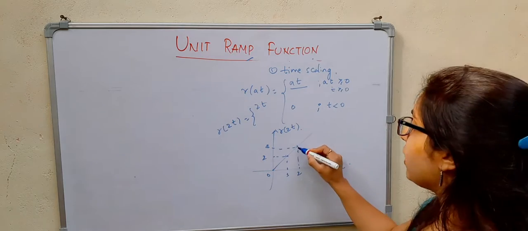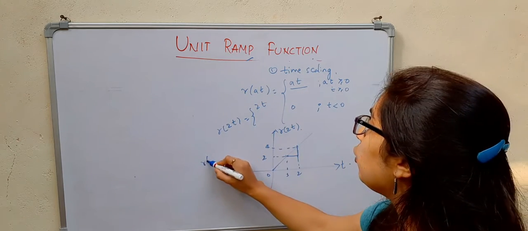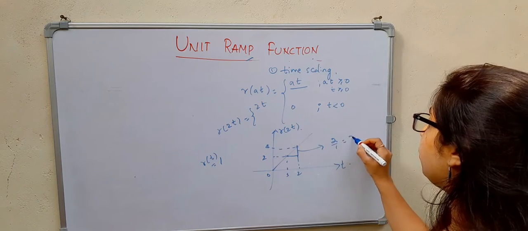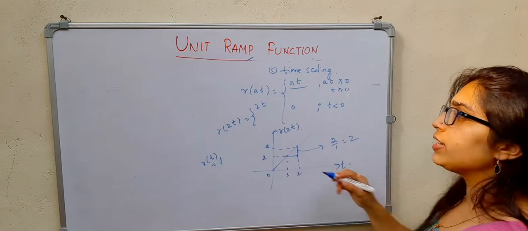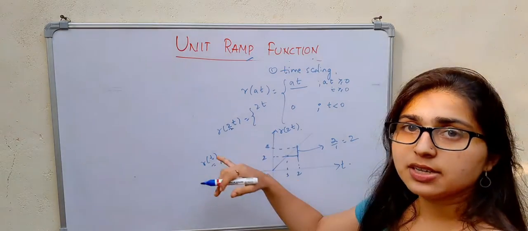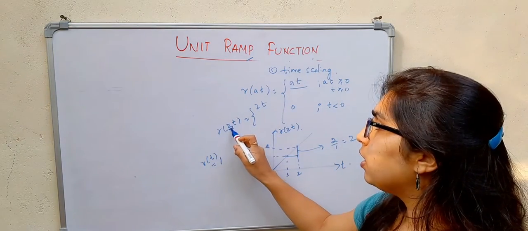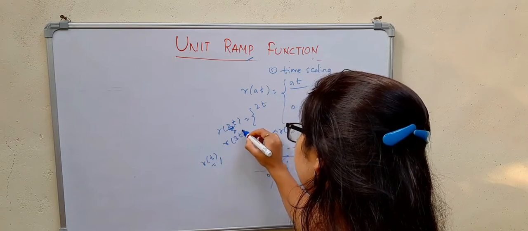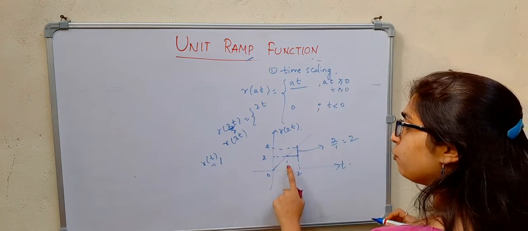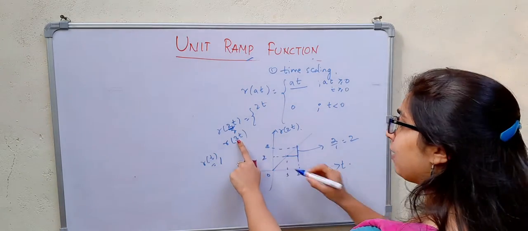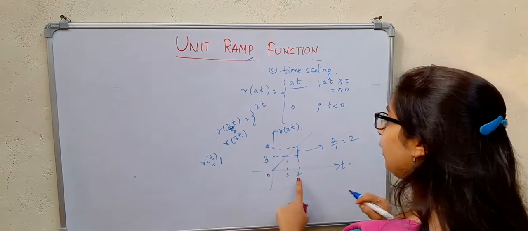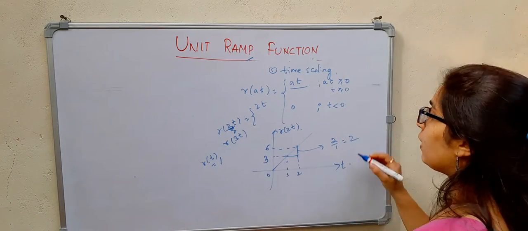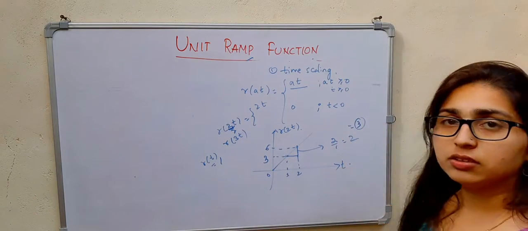In this case, you can see the slope. The slope of r of t is equal to unity. Here the slope will be equal to 2 by 1, that is 2. So the slope is increased by a factor, right? It is now 2 for r of 2t. So what if you write r of 3t? In place of 1, that is at 1, you will have 3. At 2, you will have 6. So 6 minus 3 divided by 1, the slope will be 3 now.